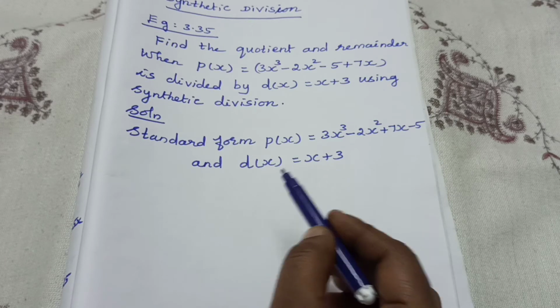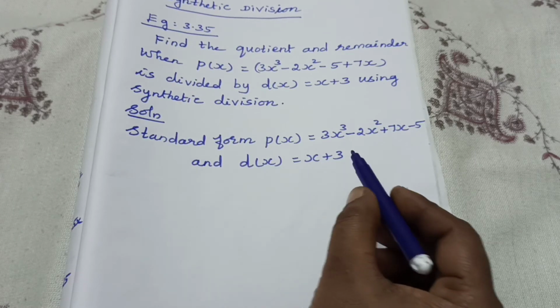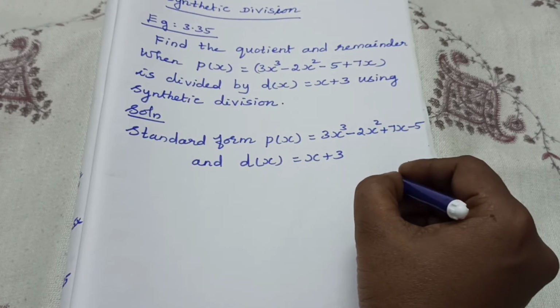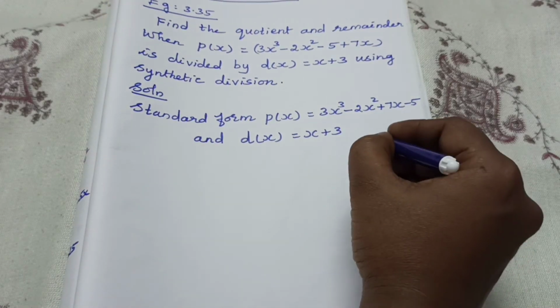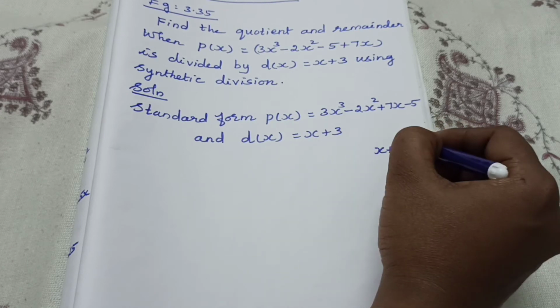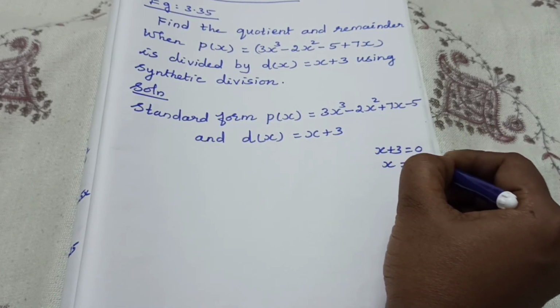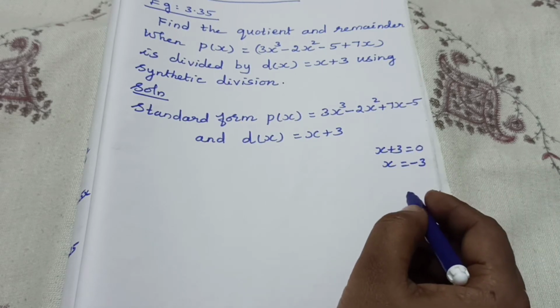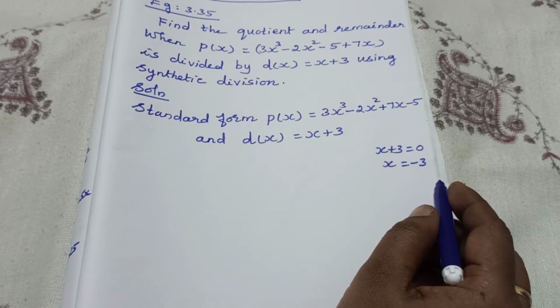Next we have to find the zero of the divisor. This is the divisor, isn't it? First we have to find out the zero of the divisor. Can you remember the zero of the divisor? How will we find it? The divisor x plus 3 is equal to 0, isn't it? Therefore x equals minus 3. This is the zero of the divisor, isn't it?